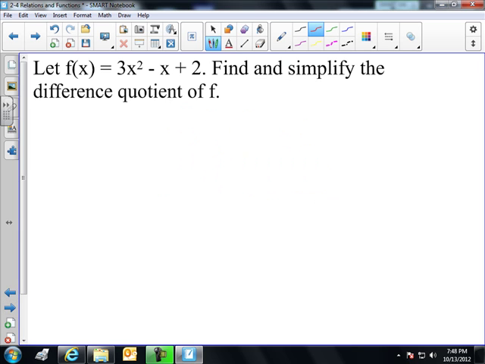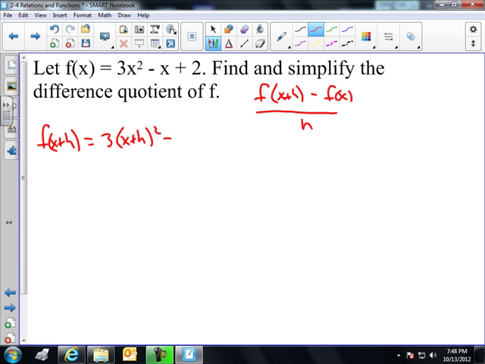So here it says you have a function 3x squared minus x plus 2, and we're going to find and simplify the difference quotient of that function. Well, again, here's the difference quotient, f of x plus h minus f of x over h. So in order to do this, we need to find out what is f of x plus h, because that's what's going to go right here. So that would be 3 times the quantity of x plus h squared minus, here's another x, so the quantity of x plus h plus 2.